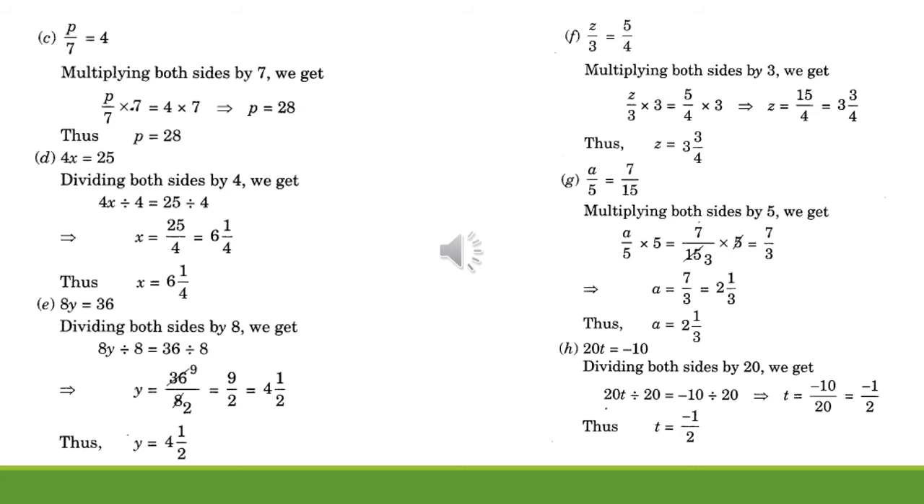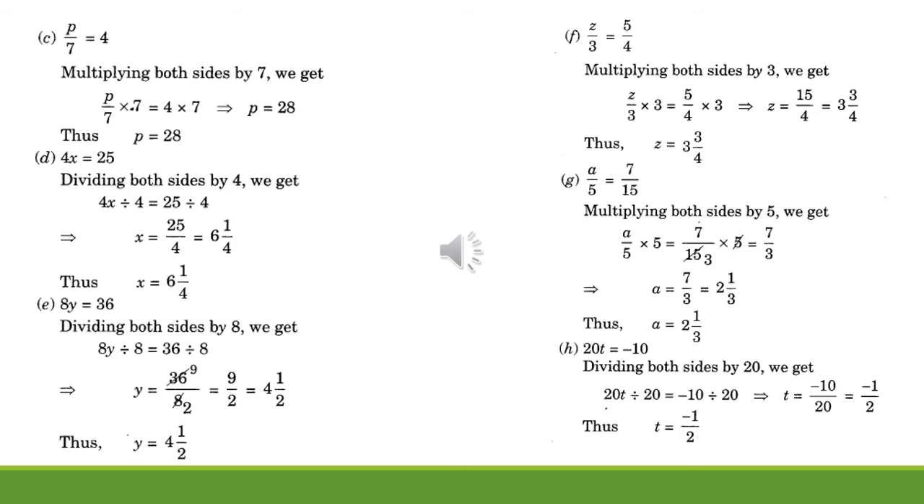So x is equal to 6 1 by 4. Part E, 8y is equal to 36. We are dividing both sides by 8. So 8y by 8 is equal to 36 by 8. So y is equal to 36 by 8. If we reduce it, we are getting 9 by 2. Then y is equal to 4.5.